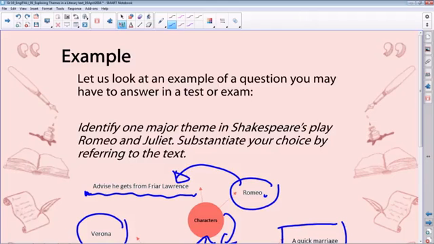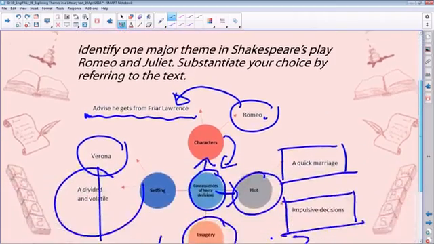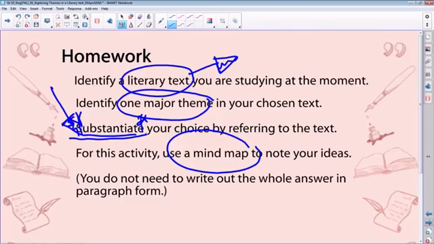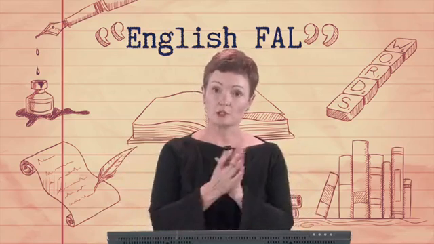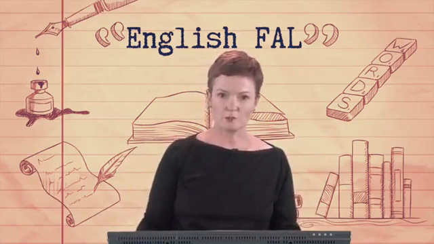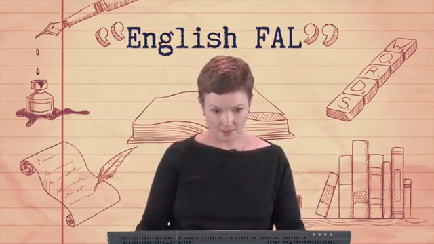This is when you have to learn how to take quick notes, especially when you go to university. You'll have to write really, really fast. So let's have a look. There's your question. Identify a literary text you are studying at the moment. One theme, substantiate, use a mind map. So what you haven't done now, as I said, you can do it in your own time. You can do it with your teachers. You can continue working in a group. It's always nice to work in a group because you can discuss and share ideas.